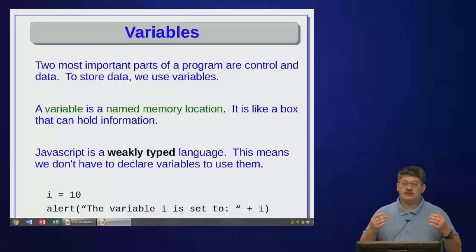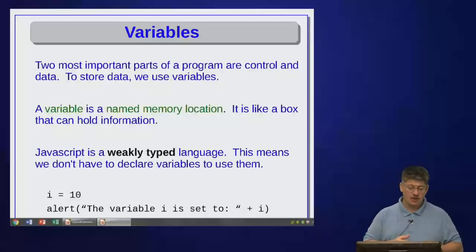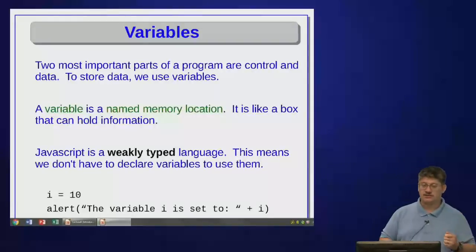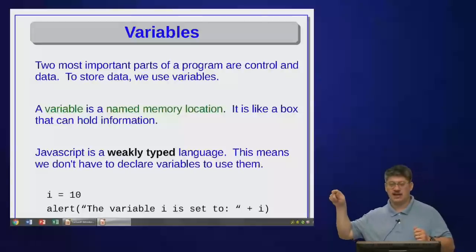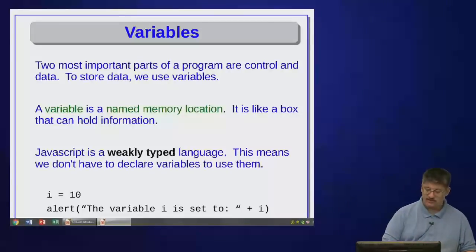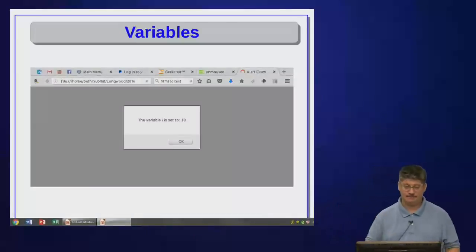So to create a variable, you just use it. For example, I could say i gets 0. Gets is how I pronounce the equal sign. I gets assigned the value 0. So in other words, I'm going to put 0 into i. Or as I have here in this example, I could say i gets 10 and put the number 10 into i. And the computer will remember that i is 10. So if I print it back out by saying alert, that's how I print a dialog box, and inside I say the variable i is set to plus i, it'll actually pull up a dialog box that looks like this. The variable i is set to 10. It remembered that I set i to 10.